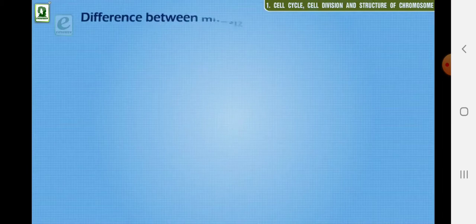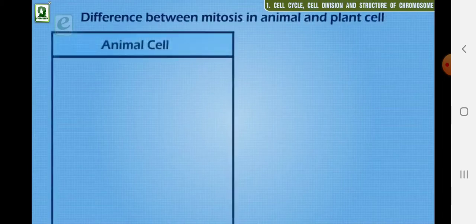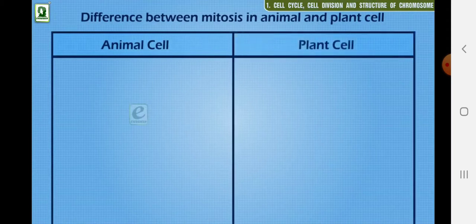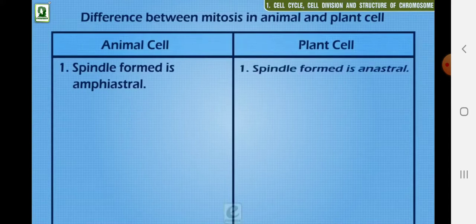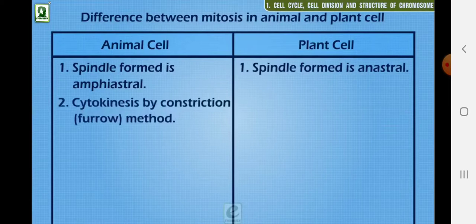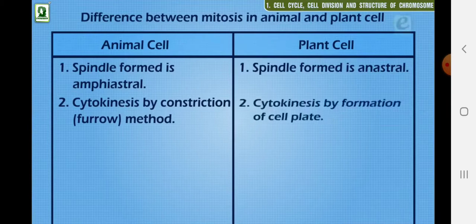Difference between mitosis in animal and plant cell. Animal cell: spindle formed is amphiastral, whereas in plant cell, spindle formed is anastral. Cytokinesis by constriction, that is furrow method, takes place in animal cell, whereas in case of plant cell, cytokinesis by formation of cell plate takes place.